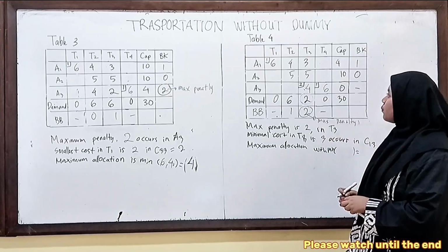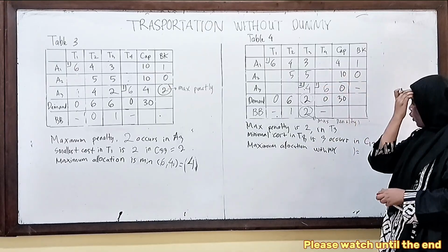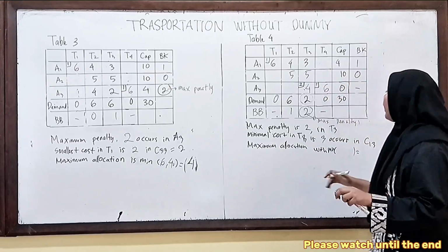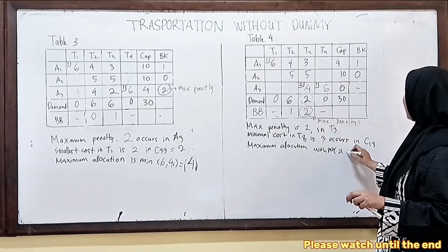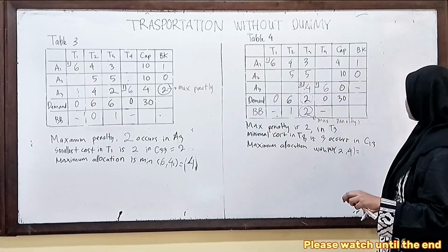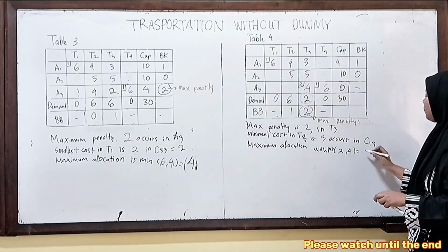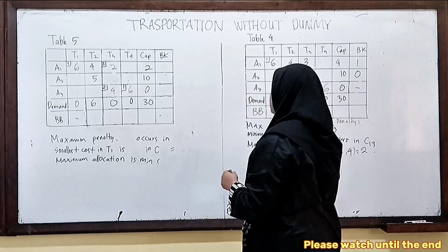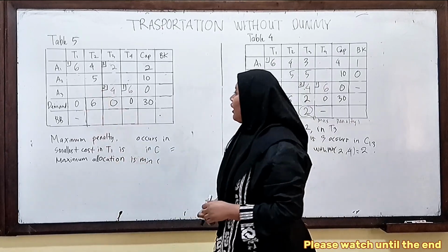To find the maximum allocation to cell 1, 3, we must find the minimum between the demand and the capacity. Here, the demand is 2 and the capacity is 4. So the allocation to cell 1, 3 must be 2. Okay, so let's see the changes from table 4 to table 5.